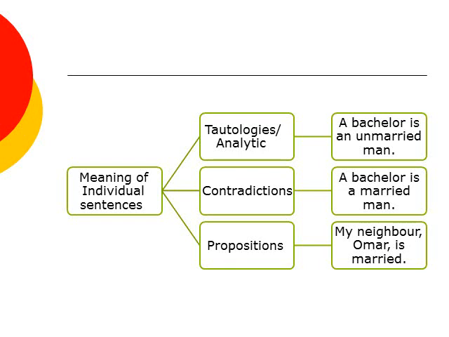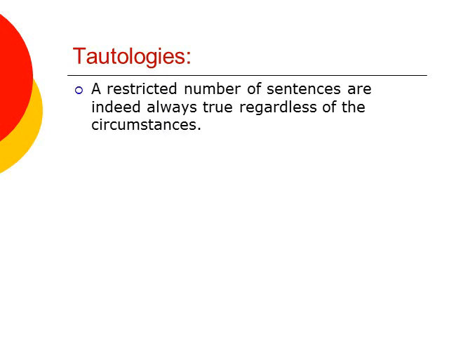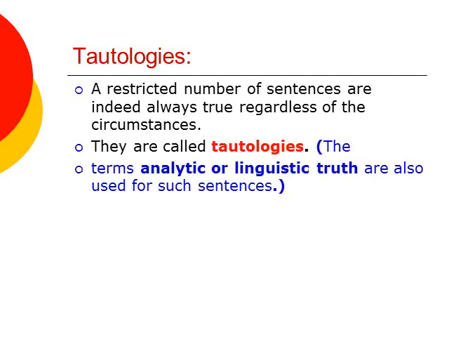We need some more information to be able to determine the truth value of this proposition. So let's discuss tautologies in detail. What are tautologies? A restricted number of sentences are indeed always true regardless of the circumstances. These sentences are called tautologies. The terms analytic or linguistic truth are sometimes used for such sentences.